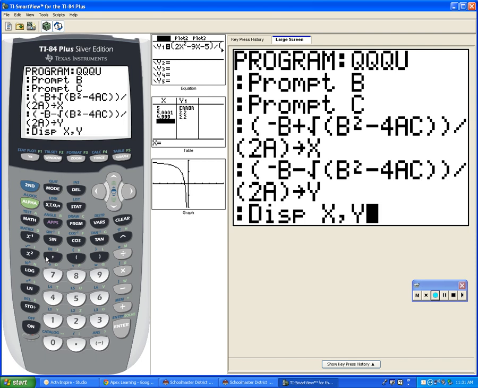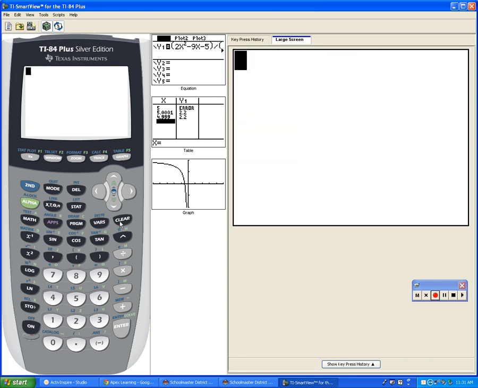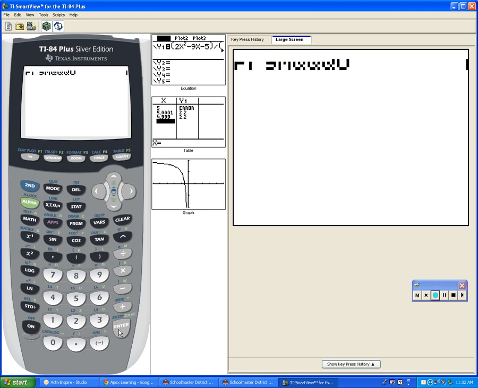Okay, now very important for all you future computer programmers to test your program before you try to use it with one that you know the answer of. Okay? So go second quit to get back to your home screen. Hit program, and then you're going to choose whatever you named it. For me, it's 3, and then hit enter.